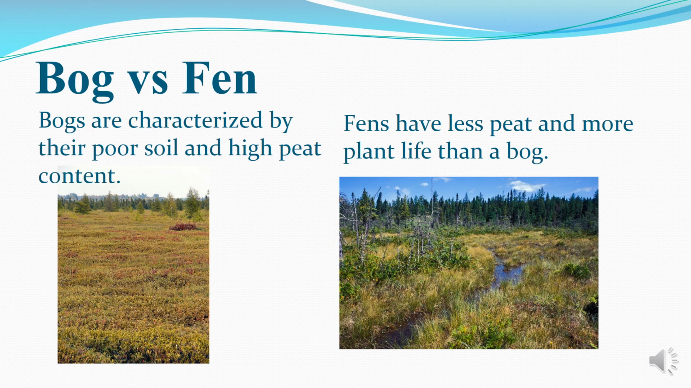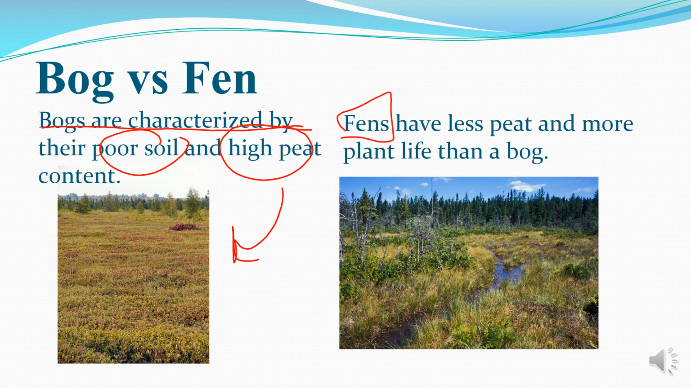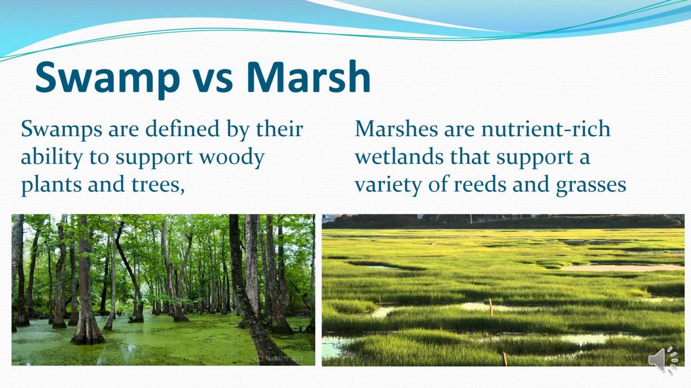So what's the difference between a bog versus a fen? Well, a bog is characterized by poor soil and high peat content. Okay? So if you look here, that's a bog. This is a fen. It has less peat and more plant life. A lot of times we have peat grass that grows, and that's why our grass sometimes can look like this, or some areas in Hoke County. But then if you go deep in the woods and you see something like this, that's a fen. It has more plant life but less grass.